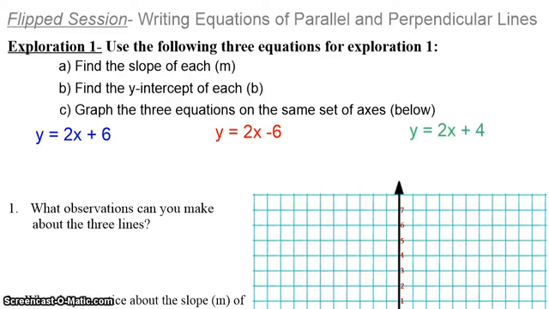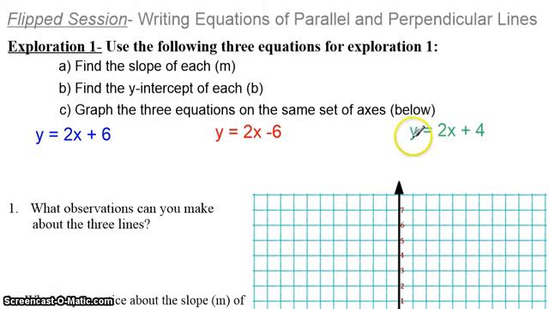Hi guys, so today we're doing the flip session on writing equations of parallel and perpendicular lines. In our first exploration, we're going to use the following three equations below: y equals 2x plus 6, y equals 2x minus 6, and y equals 2x plus 4. For each of those equations, we're going to first find the slope, then find the y-intercept, and then graph all three equations.